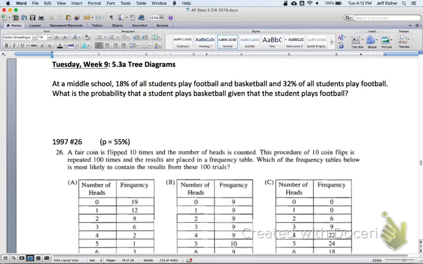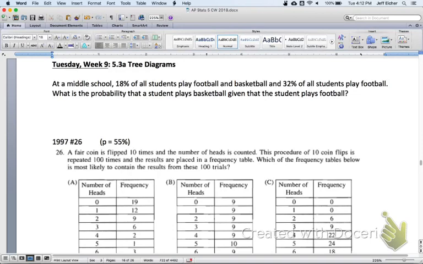So what we're doing today, Tuesday, week 9, you have a big exam coming up this week. But before that, I thought we'd do a little lesson on tree diagrams. You've probably seen tree diagrams in a previous math class, maybe so, maybe not. But this first question is just a little review of conditional probability and a two-way table, so let's check that out.